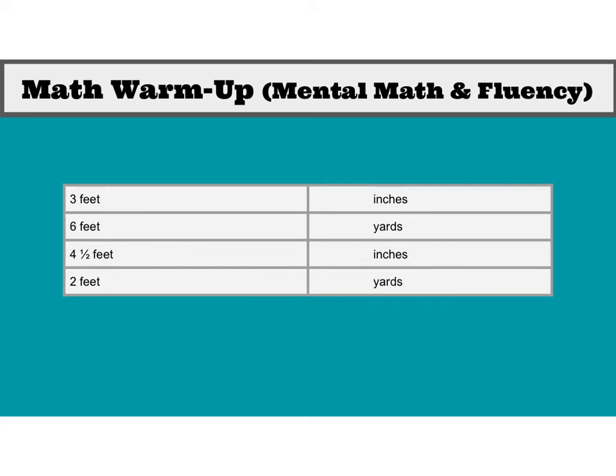All right, let's have a look here. 3 feet is equal to 36 inches. And how do I know that? Because there are 12 inches in 1 foot. So 3 times 12 would give me 36.